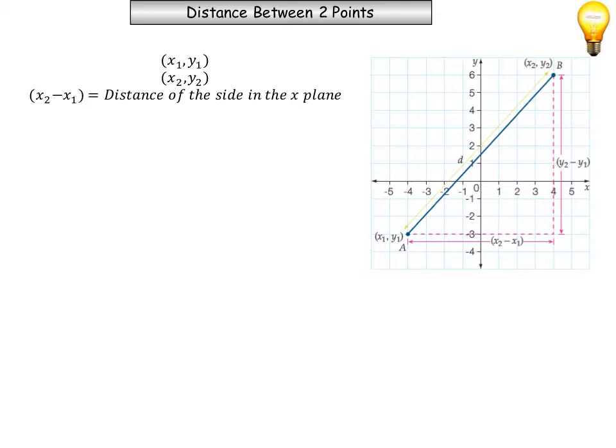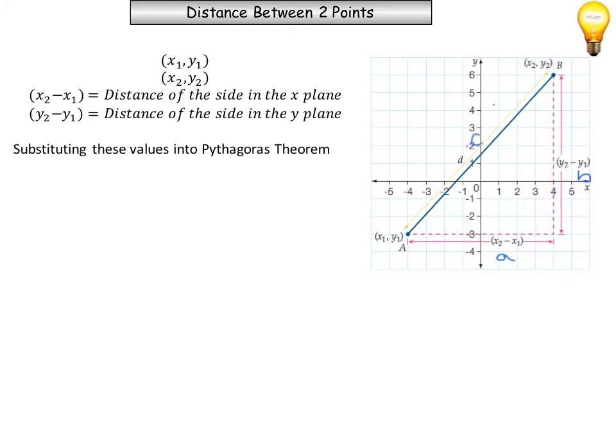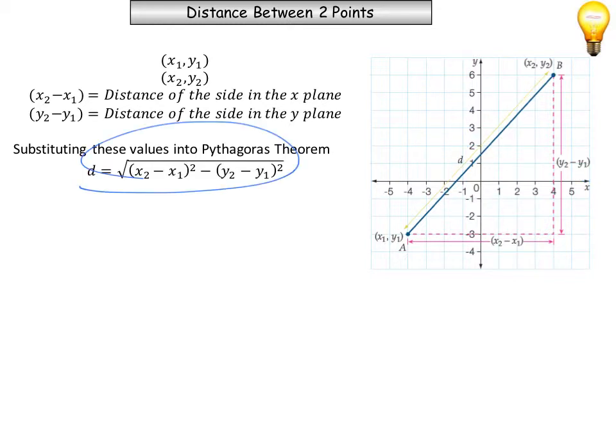And so we have x2 minus x1, which is the distance of the side in the x-plane. So that's our A, and then we've got our B term, which is going to be y2 minus y1, and that's the distance of the side in the y-plane. So that's our B. So now we can write that D is equal to the square root of (x2 minus x1) squared plus (y2 minus y1) squared. And that's something that you need to memorize.